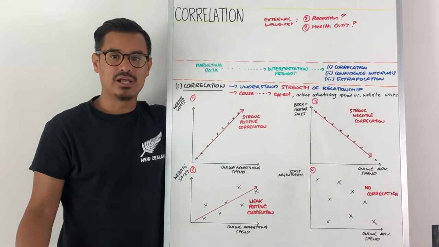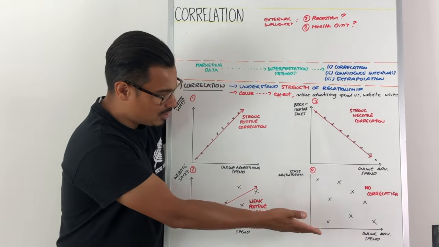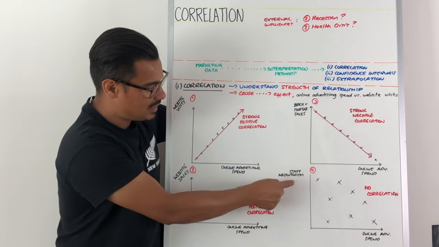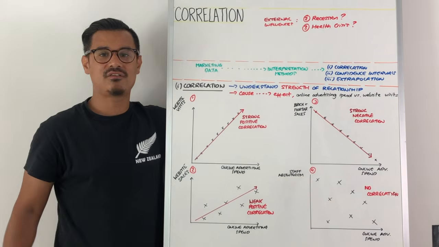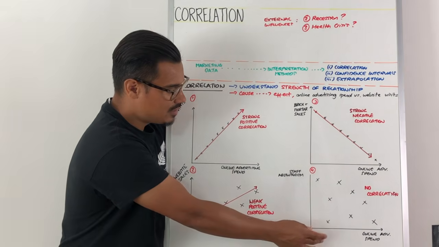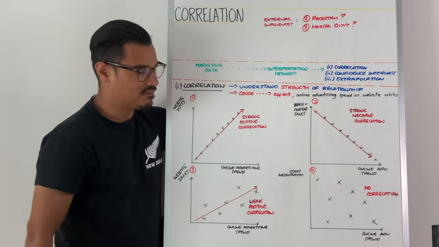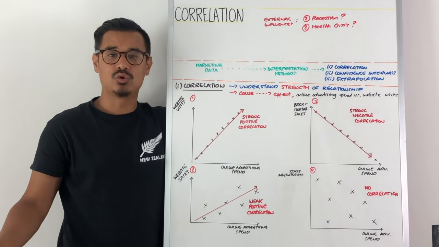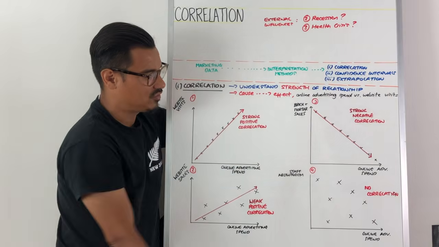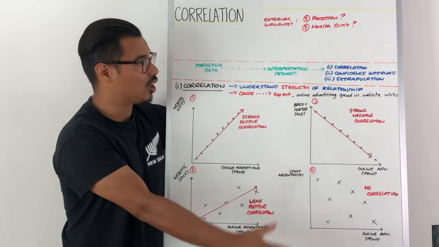Now, the last type of correlation you need to be aware of is this time we're looking at online advertising spend and comparing it to staff absenteeism, and we can see that the crosses there provide absolutely no correlation whatsoever. It's impossible to get a line of best fit through that. So that's an example of no correlation.